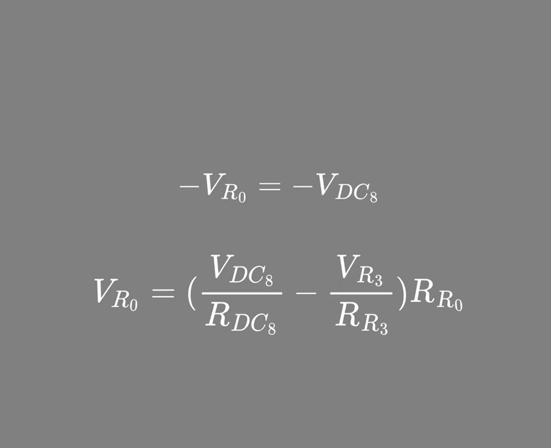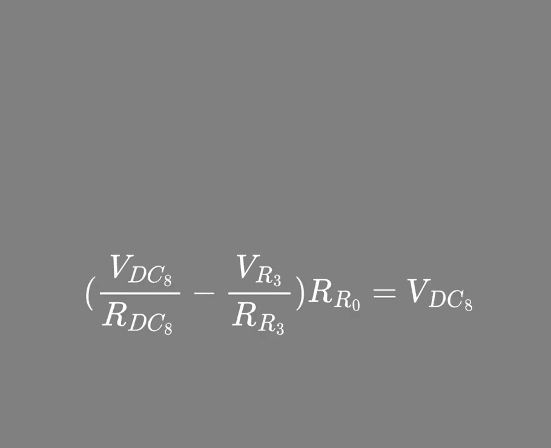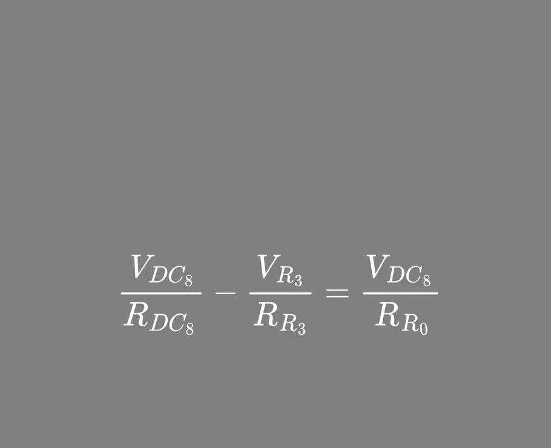In this step, we will simplify. Now, we will simplify. Now we will eliminate voltage of resistor 0. In this step, we will simplify.